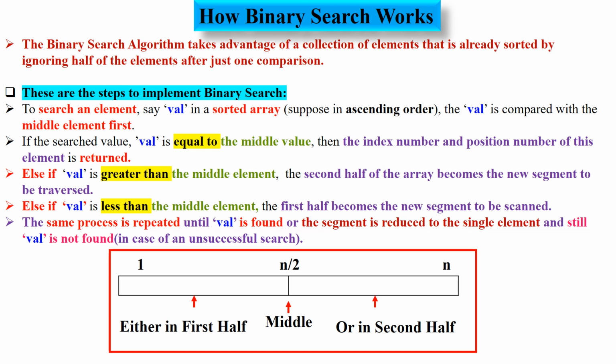This picture clearly explains how binary search works. If the searched value is not found in the middle, and if the value is greater than the middle value, the second half becomes the new segment to be traversed. If the value is less than the middle value, the first half becomes the new segment to be traversed.